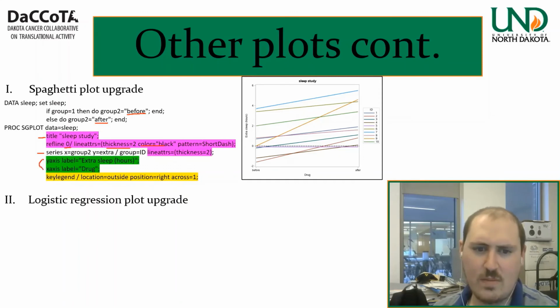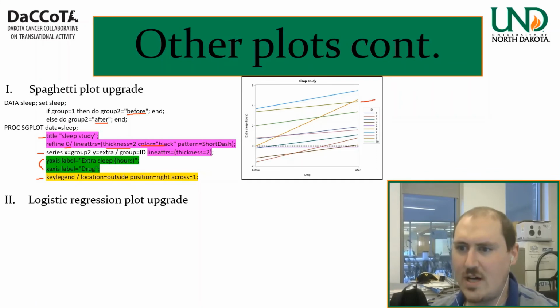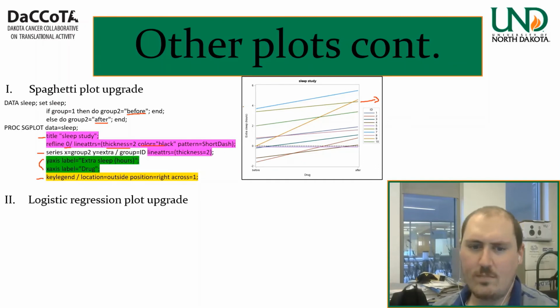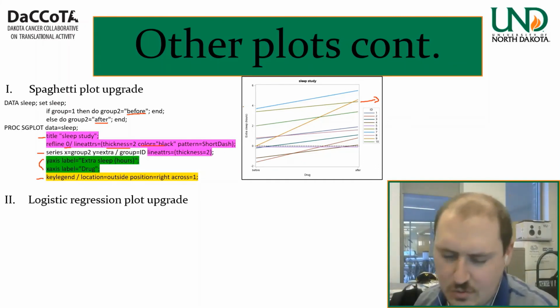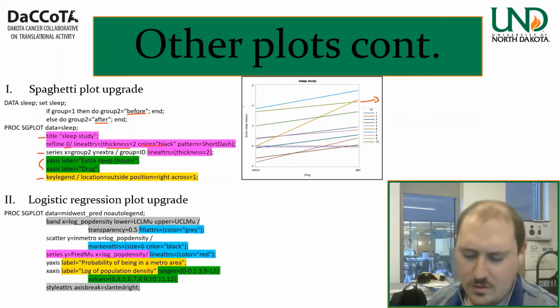Again, change my Y and X axis labels. And then here's a thing we haven't done before, our key, which is our ID here. Key legend, we can change things around. For right now, I just want to change the location. So I want it outside of the actual graph. So right here. And then position to the right. I could have it top, left, or bottom, but I want right. And then this across means that each line is on its own row.